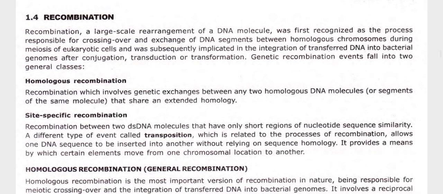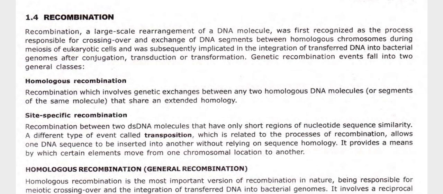Then recombination. Recombination, the large-scale rearrangement of DNA molecules, was first recognized as the process responsible for crossing over and exchange of DNA segments between homologous chromosomes during meiosis of eukaryotic cells, and was subsequently implicated in the integration of transferred DNA into bacterial genomes after conjugation, transfection, or transformation. The genetic recombination events fall into two general classes.